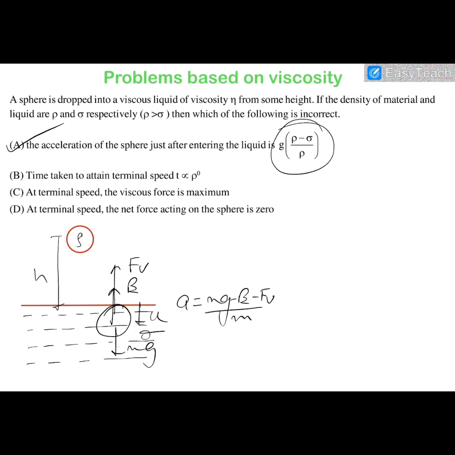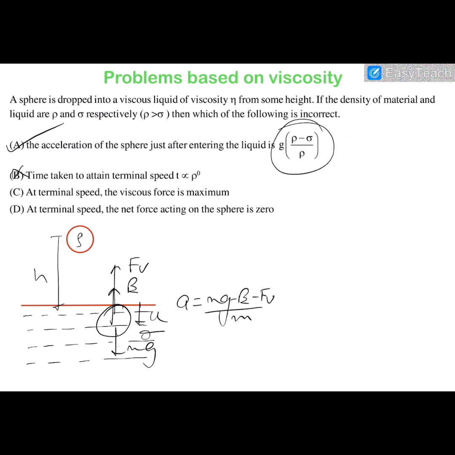And the time taken by the sphere to attain the terminal speed does not depend on rho. Obviously, we know that the time taken by the sphere to attain the terminal speed is infinity. So it does not depend on rho in any case. So B is a correct statement, but B is not the answer because we have to pick the incorrect one. So B is not the answer.